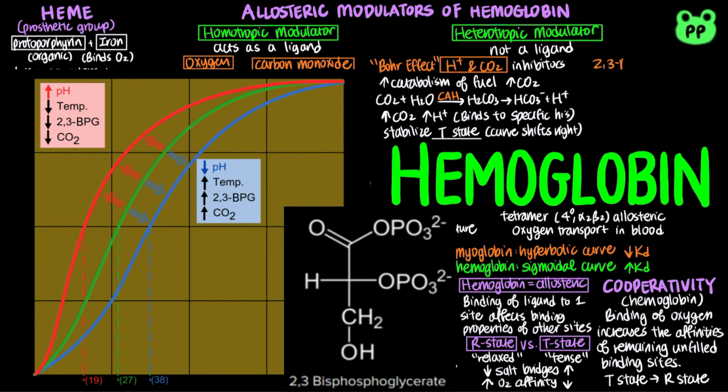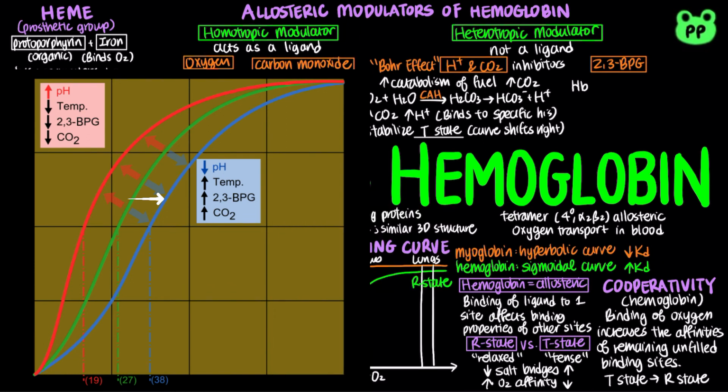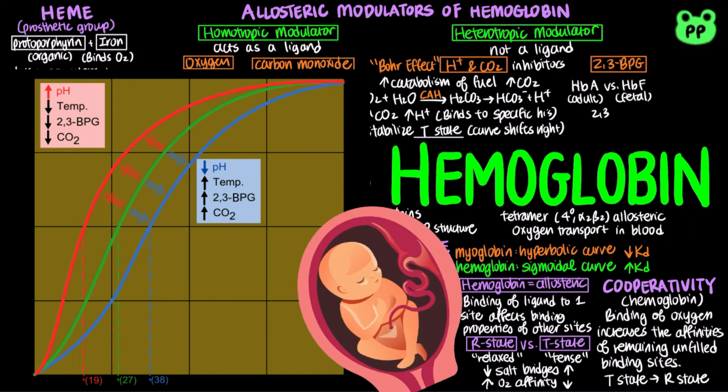2,3-bisphosphoglycerate is another heterotropic inhibitor of hemoglobin that stabilizes T state and shifts the binding curve to the right. Adult hemoglobin, abbreviated as HbA, contains a higher concentration of 2,3-bisphosphoglycerate than fetal hemoglobin, abbreviated as HbF. As a result, a mother's hemoglobin would have lower oxygen affinity than the baby's hemoglobin, leading to successful transfer of oxygen from the mother to the baby.